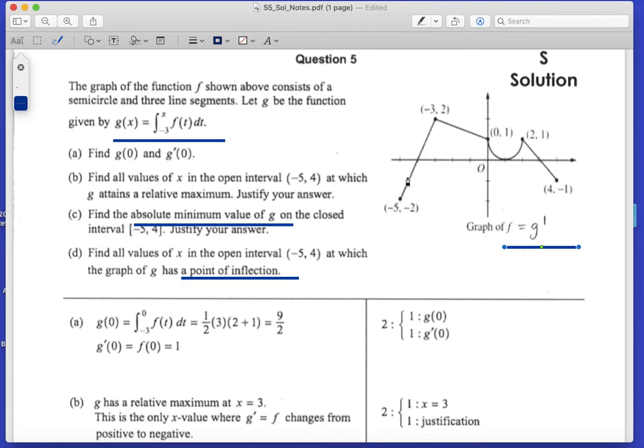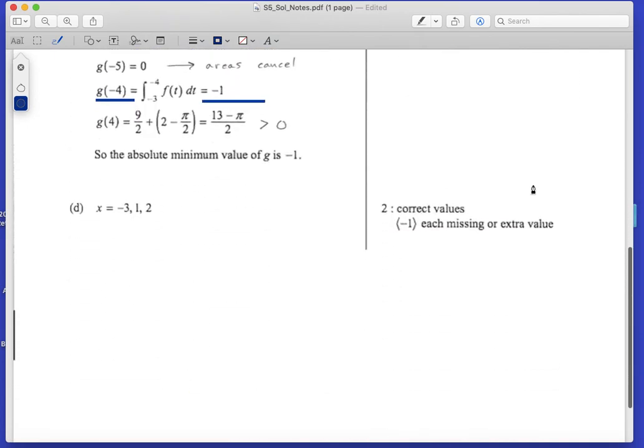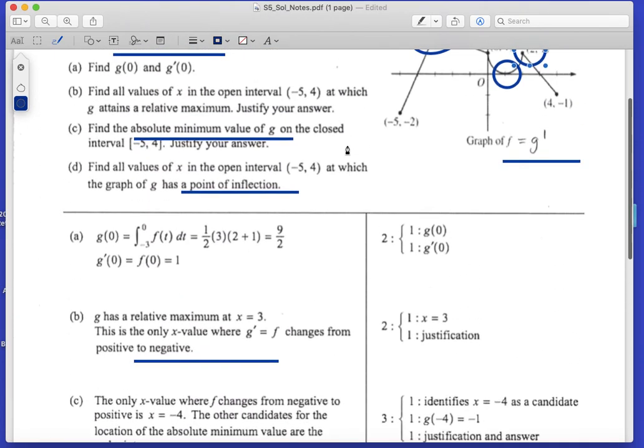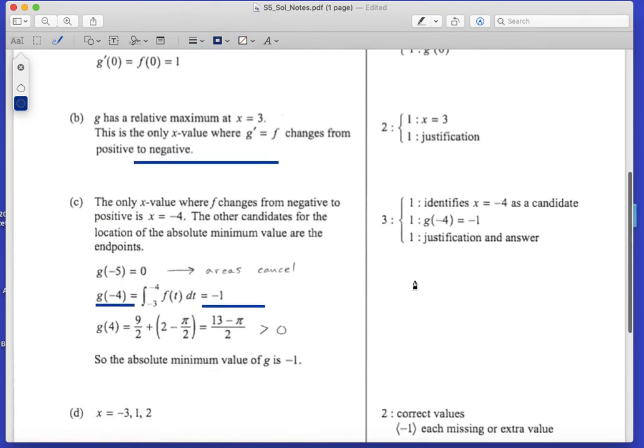So where this is a positive slope, now it changes to a negative slope. There's a point of inflection. Be careful, that's a negative slope. This is also a negative slope, not a point of inflection yet at 0. What about here? The slope changes from negative to positive. So yes, that's a point of inflection. And also here, the slope changes from positive to negative. So 3 points of inflection, they want the x values, so it's -3, 1 and 2 as a list.